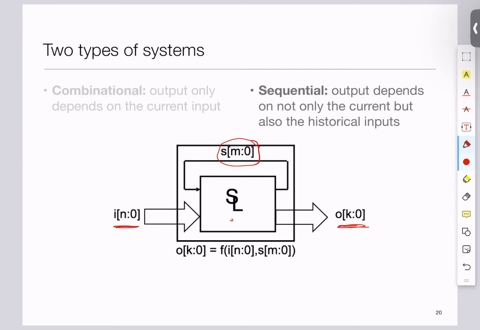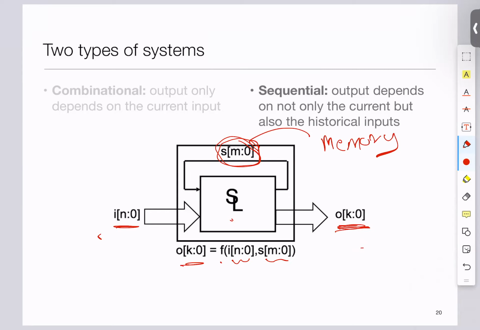So output is a function of input and the state. And then every clock tick, I do two things: I compute the output and I update the state. This is a clocked system; I can also have sequential systems where there are no clocks. So S is the memory, this is the output, and this is the input here. So that's the notion of a sequential system.